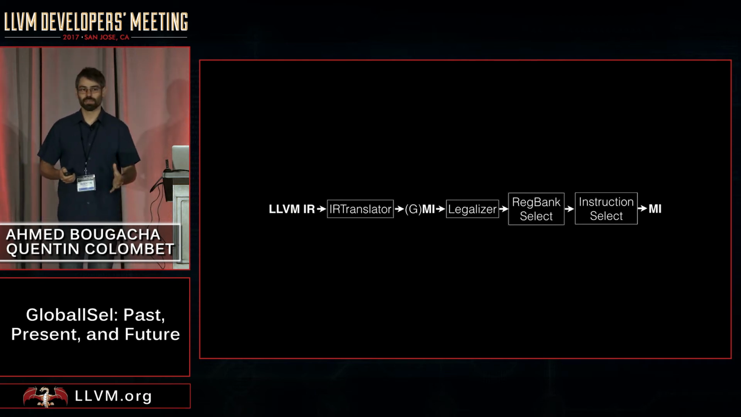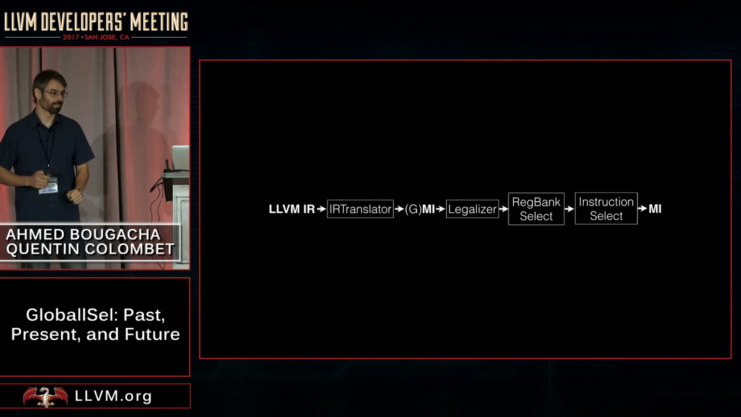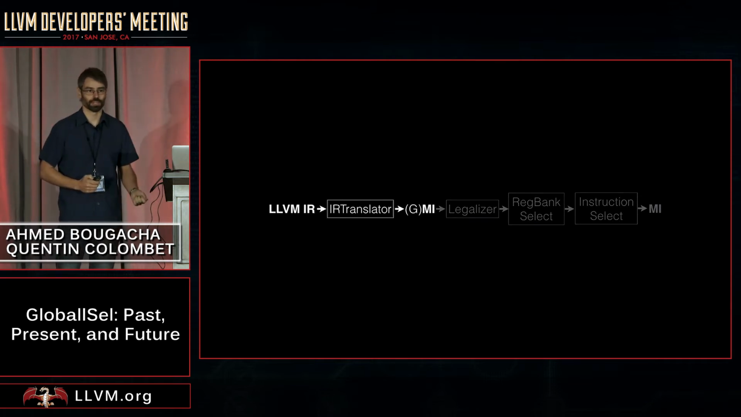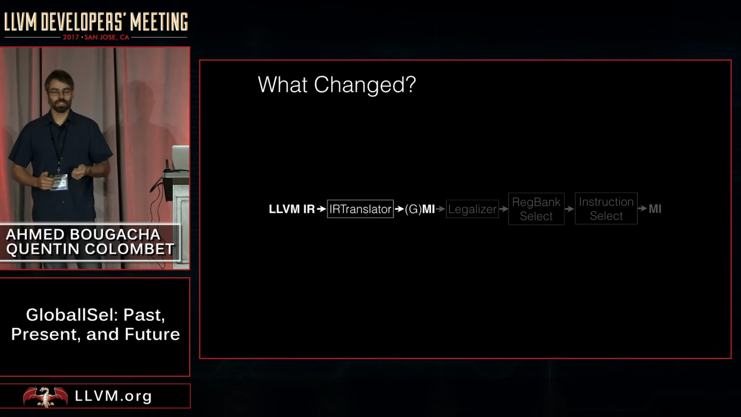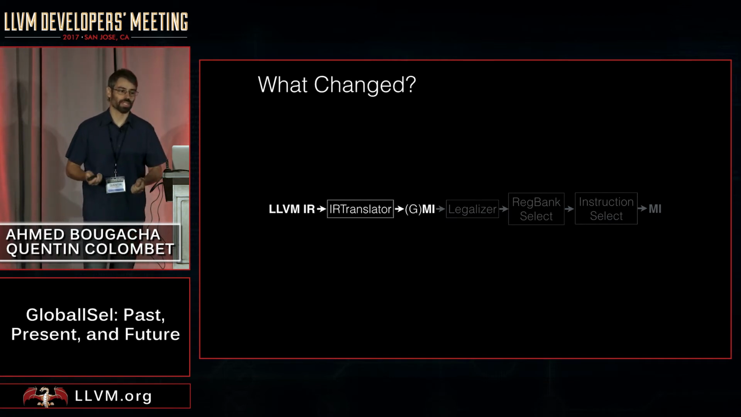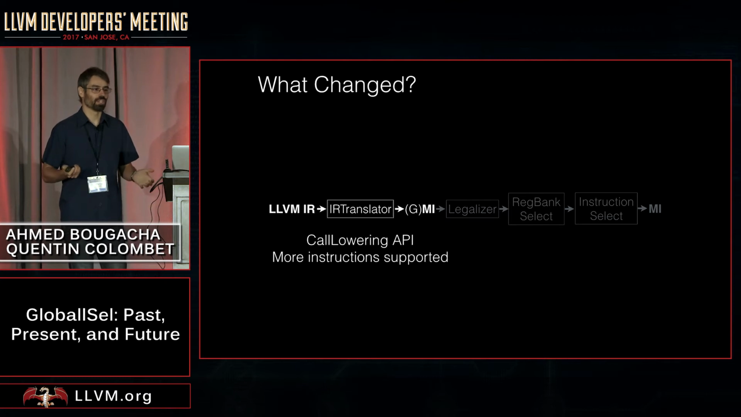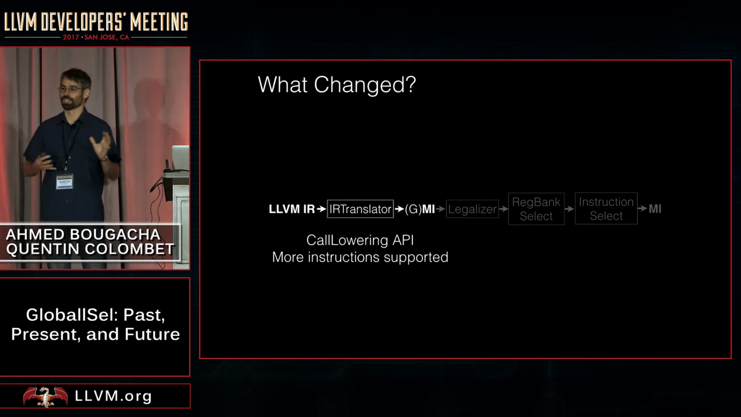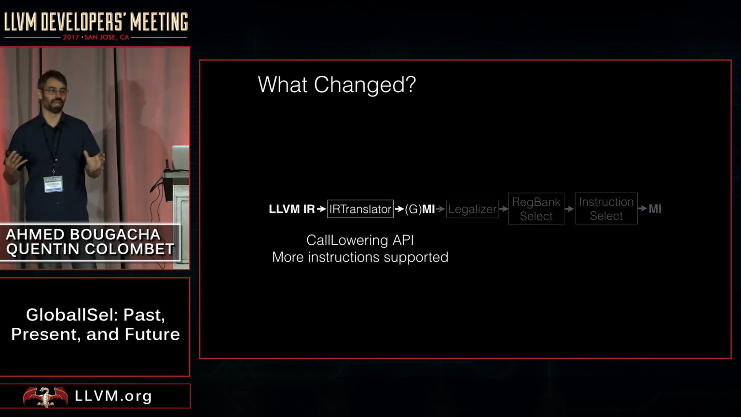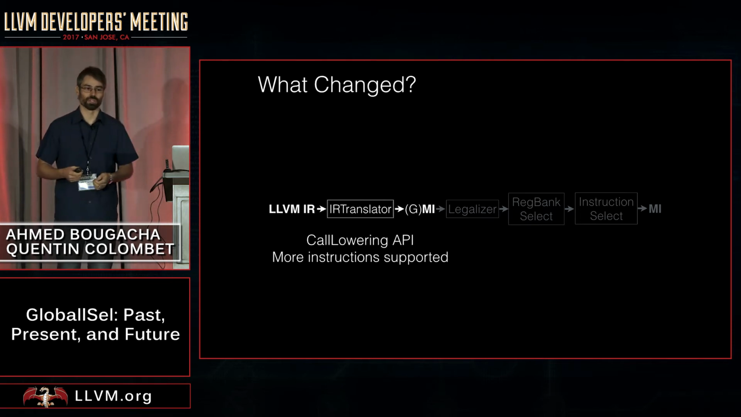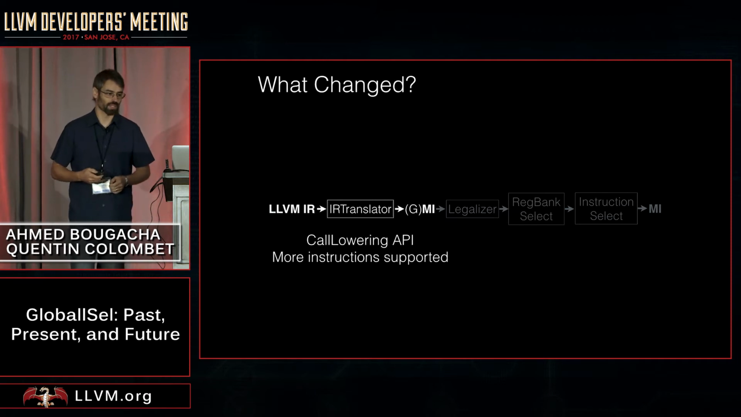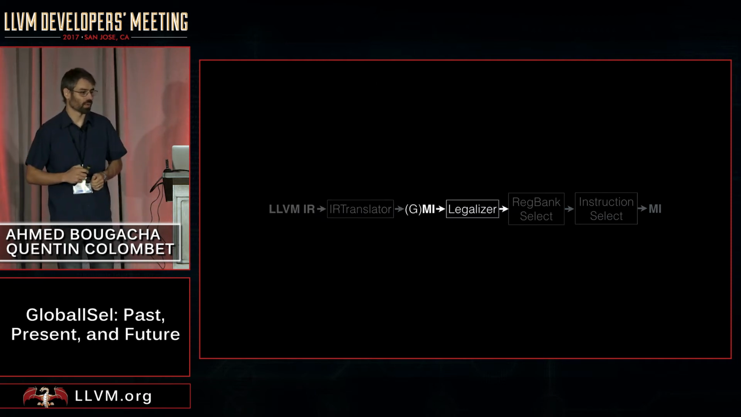Now let's dive into each pass individually, and we start with the IR translator. The IR translator is kind of a boring pass because it's just a mapping from LLVM IR to generic machine instructions. What you need to know about this pass is we made some changes to the call lowering API, which is responsible for ABI lowering. And we supported more instructions, like intrinsics and these kinds of things. And that's it for the IR translator.